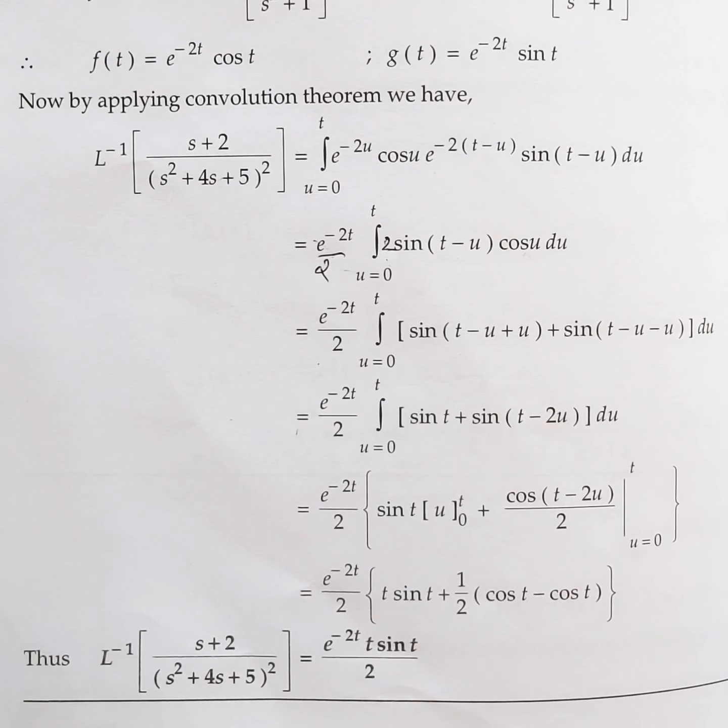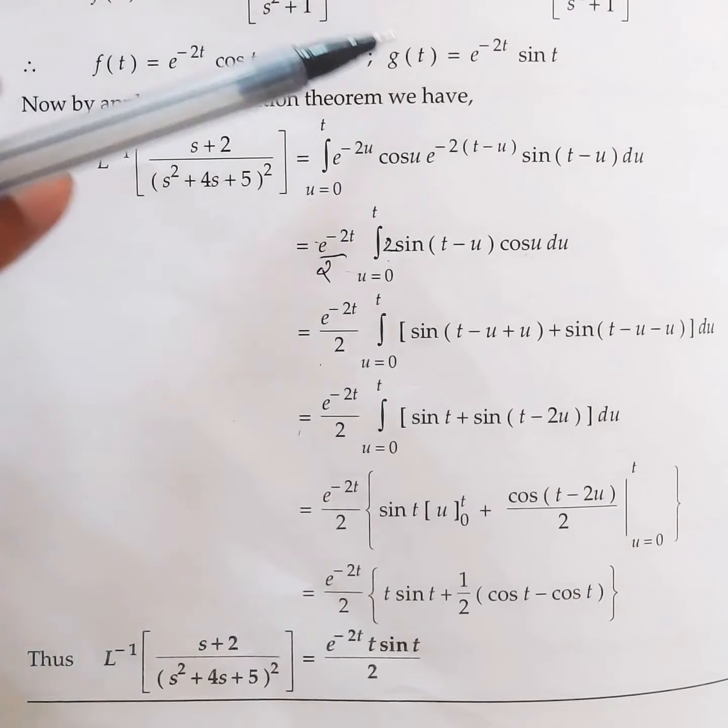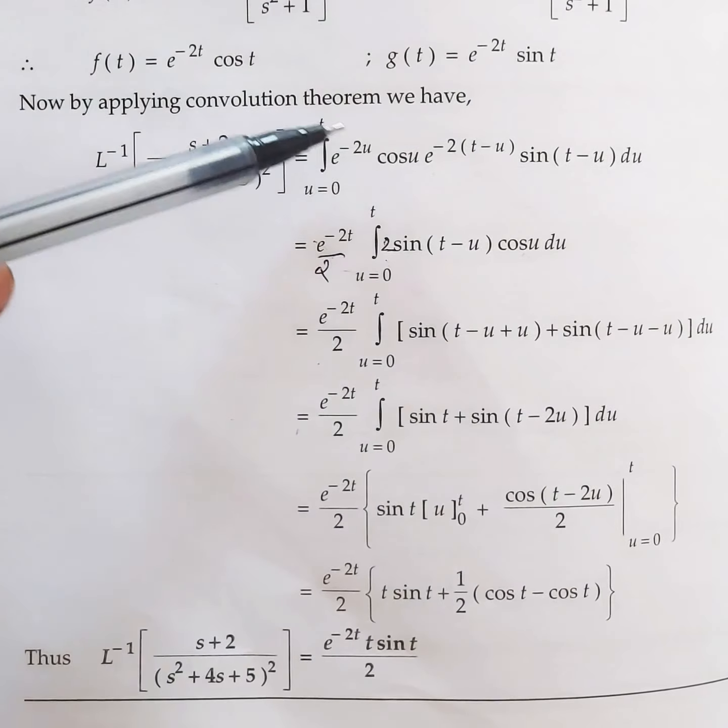This is the solution. So like this, whenever you get any two functions, you have to split it wisely, f bar of s and g bar of s, and then you have to find f of t, g of t, and then you have to use this theorem. That's it.